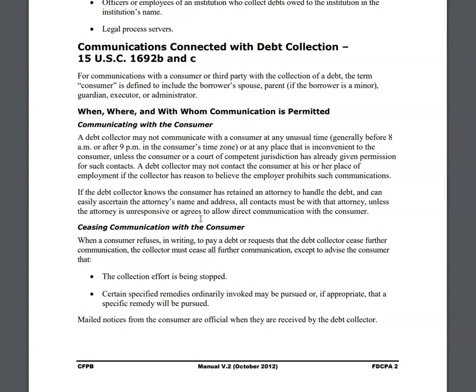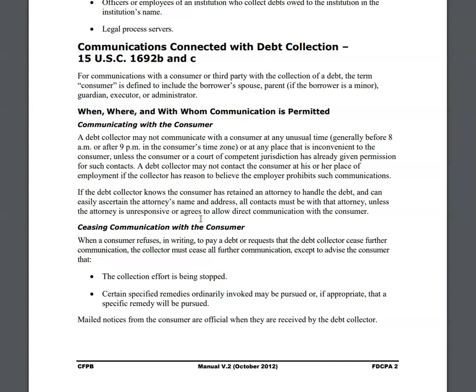If the debt collector knows the consumer has retained an attorney to handle the debt and can easily ascertain the attorney's name and address, all contact must be with that attorney unless the attorney is unresponsive or agrees to allow direct communication with the consumer.